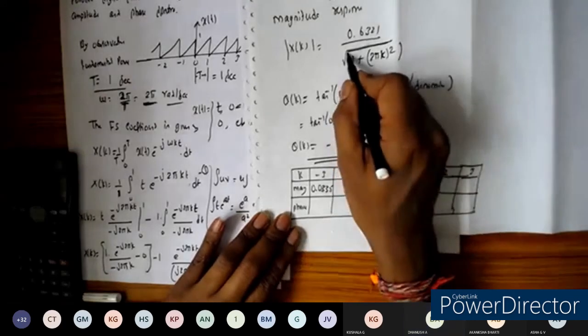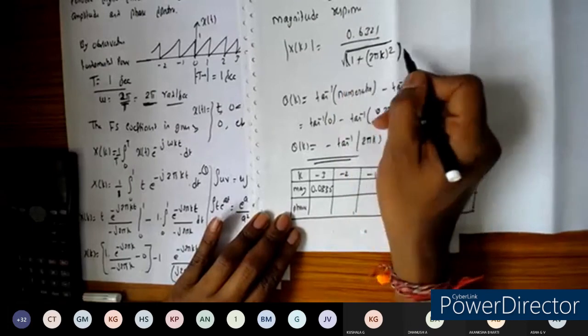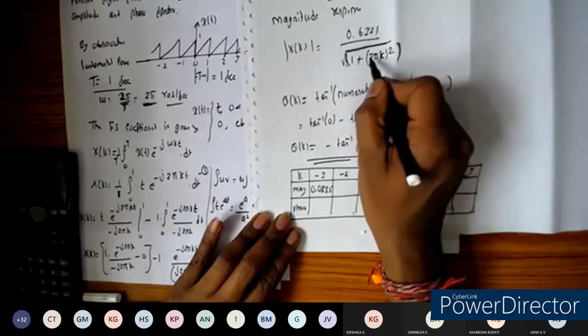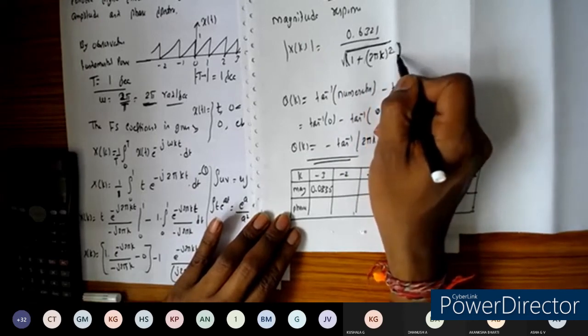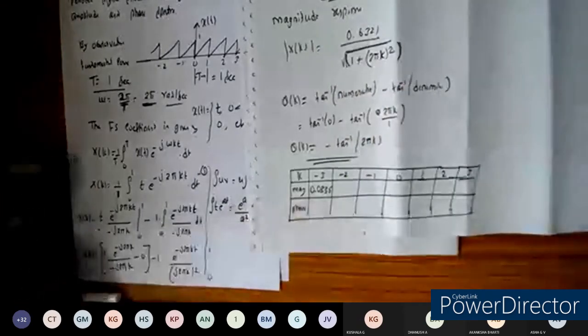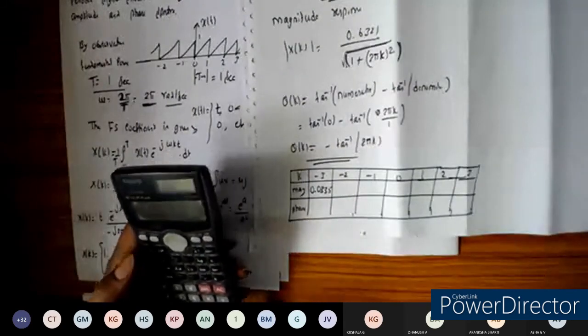Use the proper number of brackets, because we understand, but the calculator will not understand. Use one small bracket here: 1 plus 2 pi k, the whole square. Use one bracket for the 2 pi k and put the square, then close the bracket so that it considers this properly. Next, calculate for k equal to -2. How much did you get?